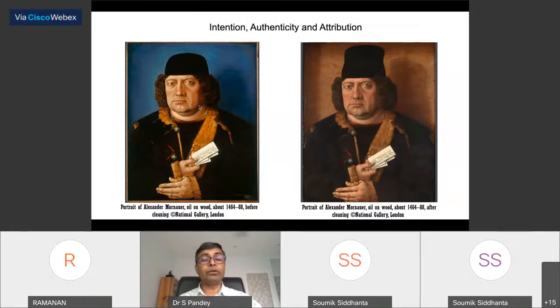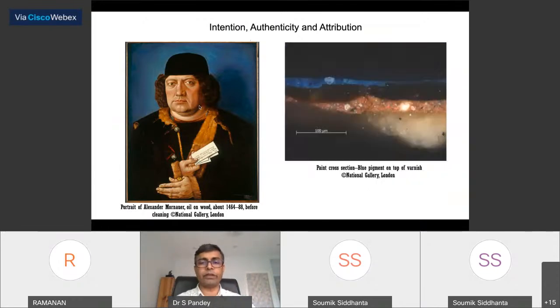So they decided to study, and they took a very tiny little sample and did a cross-section study, and this was the cross-section. So in the cross-section, what you see, this is the ground layer. The paintings are layered structure. So if you look at a painting structure, there'll be canvas or the wooden panel, and over it you will see a ground layer, which is usually a carbonate layer to act as a filler. Then you will see a priming layer, which in this case is the red priming layer.